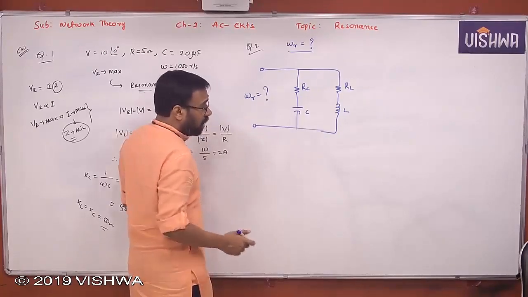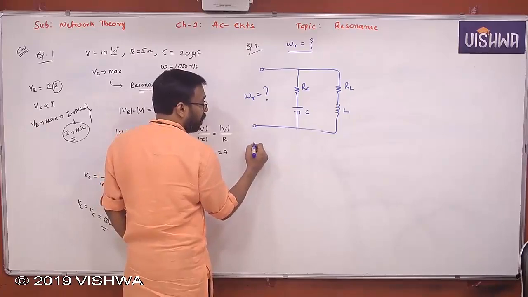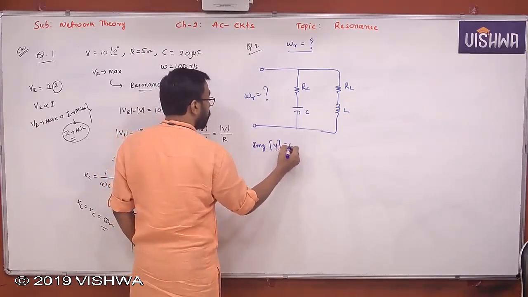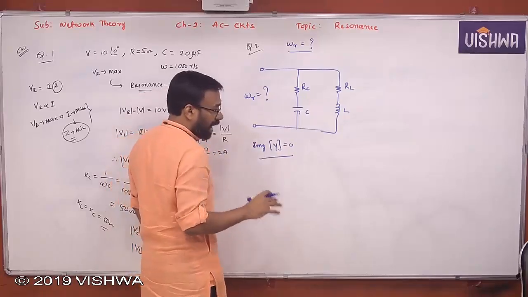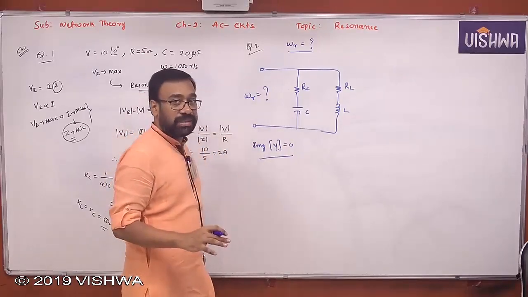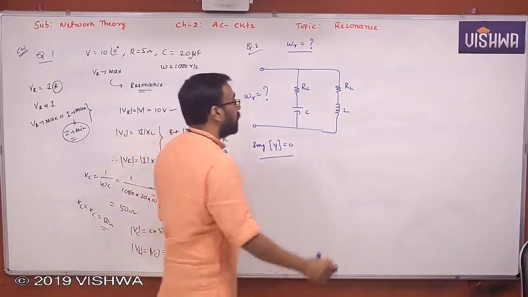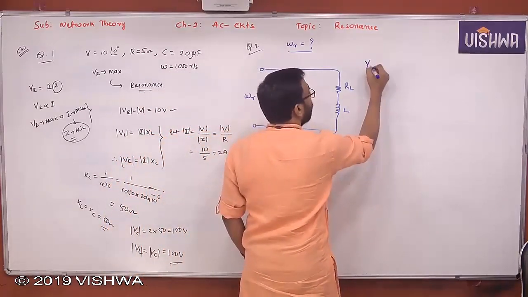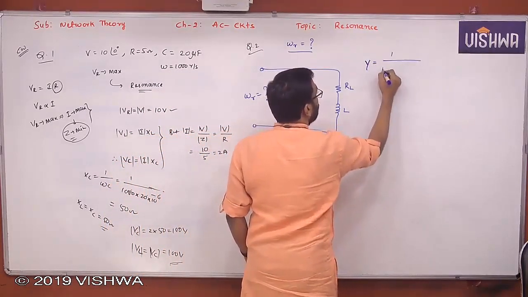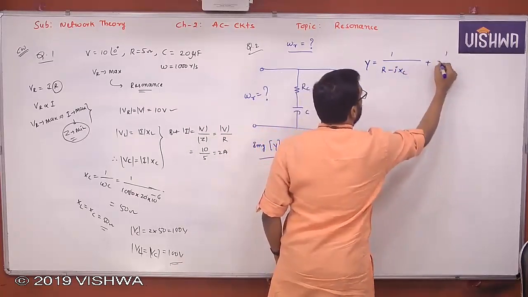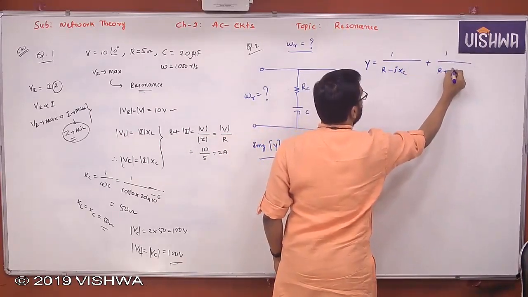All are same, right? So let us make use of imaginary part of input admittance is 0 condition because it is a parallel circuit. For a parallel circuit, always better you deal with admittance. For circuit to be resonant, imaginary part must be 0. So first of all, let me check out here. What is Y? Y is nothing but 1 by RC minus jXC plus 1 by RL plus jXL.